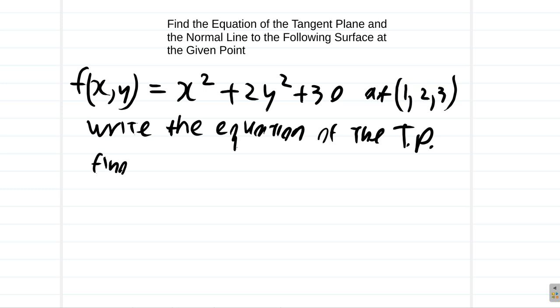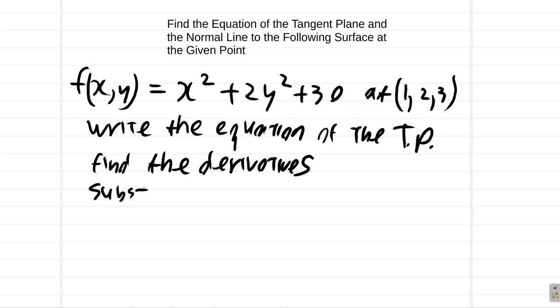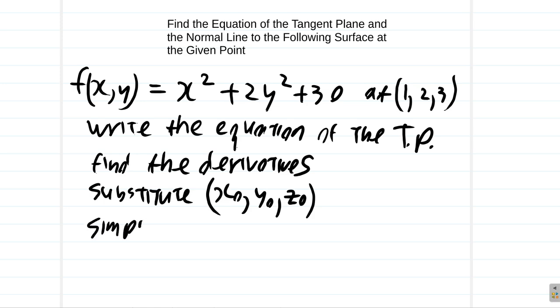Then find the derivatives. Then substitute x naught, y naught, z naught, which will be these points, all right? And then simplify what you have to get that equation. We'll deal with the normal line after, but let's look at the tangent plane for now.